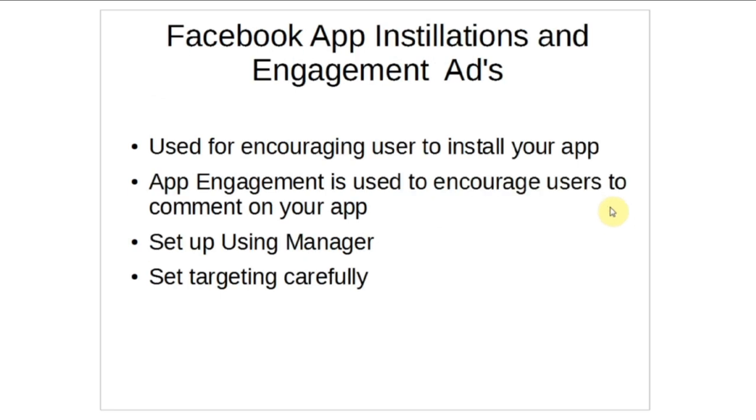And then the next two options available as objectives for your ad are app installations and engagement. This is if you have an app you want people to download and use on their phones. The first ad will encourage them to download it and actually become users. And the second option is encouraging users to comment on your app, and then when they comment on it, friends on their page will see that they've commented, and it's just really to increase interaction and buzz around your app. You set it up using Ad Manager, and like all of our other Facebook options, you have to set your targeting very, very carefully.